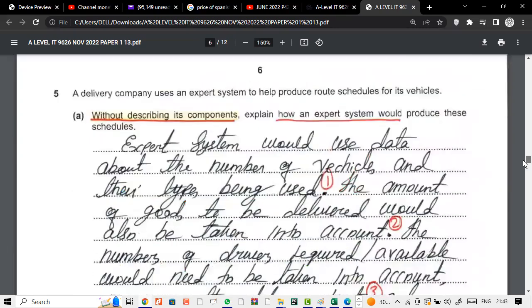You will make sure you know all these points. A delivery company uses an expert system to help reduce the routes scheduled for its vehicles. Again, I'm trying to emphasize that let's not go on the wrong track. This is where good students, if they don't read the question properly, go on the wrong track and lose a lot of marks. They always think, oh yeah, I'm definitely going to get an A grade, but they end up with a B grade because they did not read the question. So: explain how an expert system would produce these schedules. We have to explain how the expert system would do it.